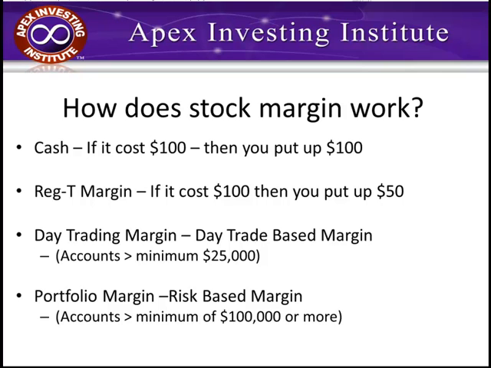So again, just to go back to Reg-T Margin real quick, because that's what most people are going to use: if I have a stock and it costs $100, then I only have to put up $50 to buy it. So I have $50 remaining in buying power that I can use.